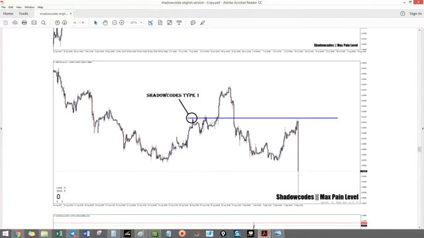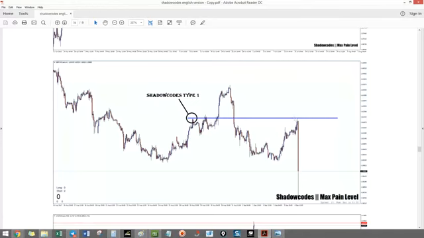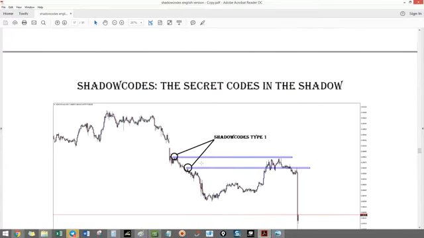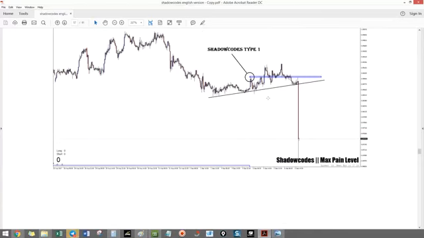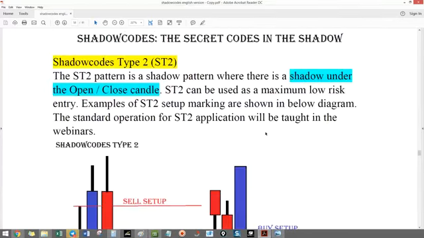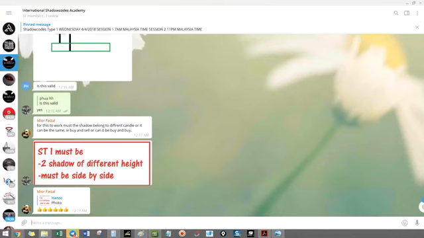So this is ST1 during the news. Over here you can get the ST1, then price touched here and went down. This one is the same thing. Shadow codes over here also. Shadow codes type 1 over here. Sniper. Okay, so that's it for type 1.